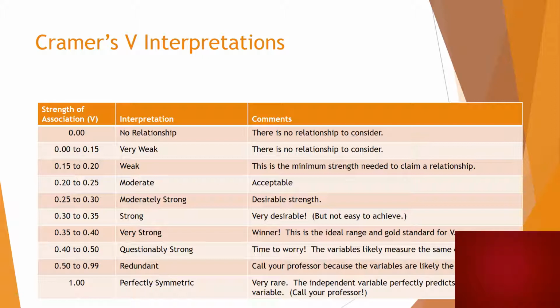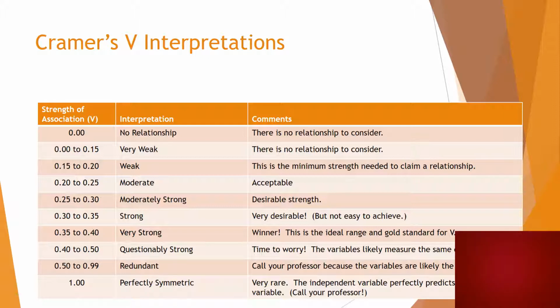So first here, just letting you look at a table of Cramer's V interpretations. This talks about the strength of the association between the variables that are being looked at. And you can see there's the strength of the association and what that interpretation is, and then there's some comments to tell you what the relationship is.